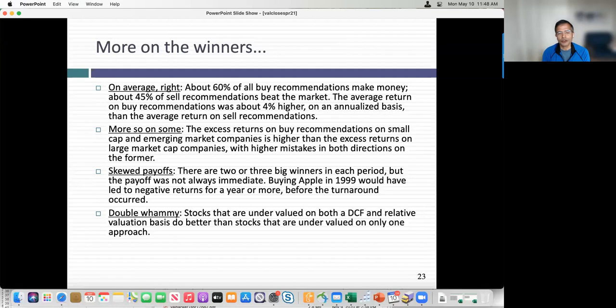And finally, stocks that were undervalued on both a DCF and a pricing basis did much better than stocks that were just undervalued on a DCF basis. The reason I say that is often we make it an either-or. Do you want to do intrinsic valuation or do you want to do pricing? And my response is, why? Why do you have to pick? Why can't I do both? I'm a believer in intrinsic valuation, but that doesn't mean I shouldn't look at the pricing as well. So if you can find something that's both undervalued and underpriced, I think your odds improve relative to finding something that's just undervalued.